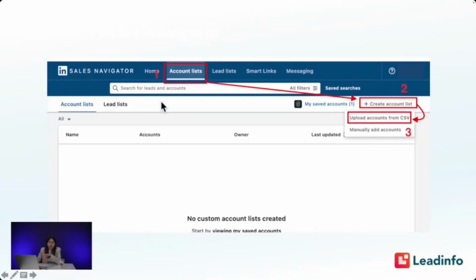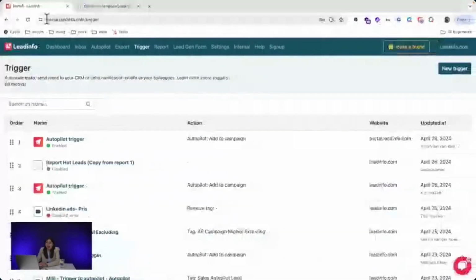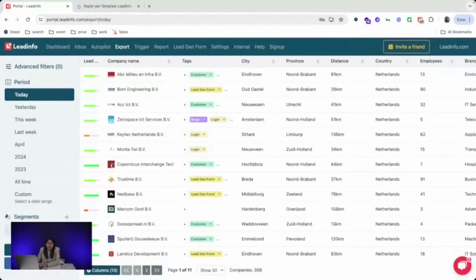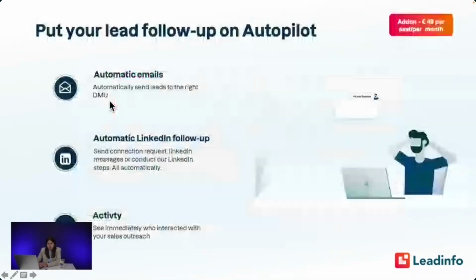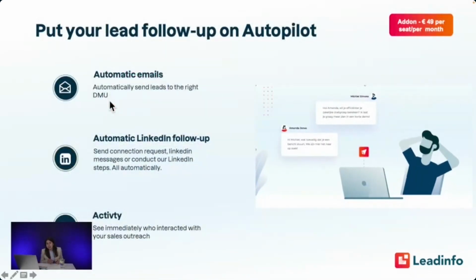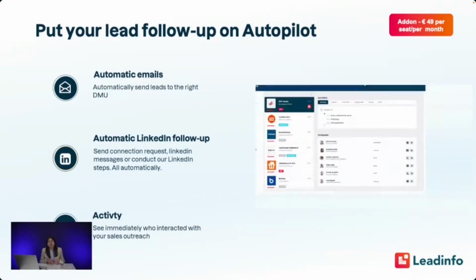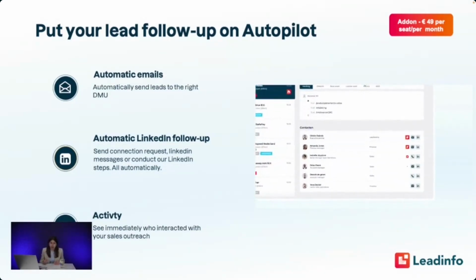So this is how that works within Sales Navigator. You can go to your accounts, upload a CSV file, and you can actually export this file within the export section here from our portal. Once you have the file uploaded, then you can choose any job titles, different people within that organization you would like to reach out to.